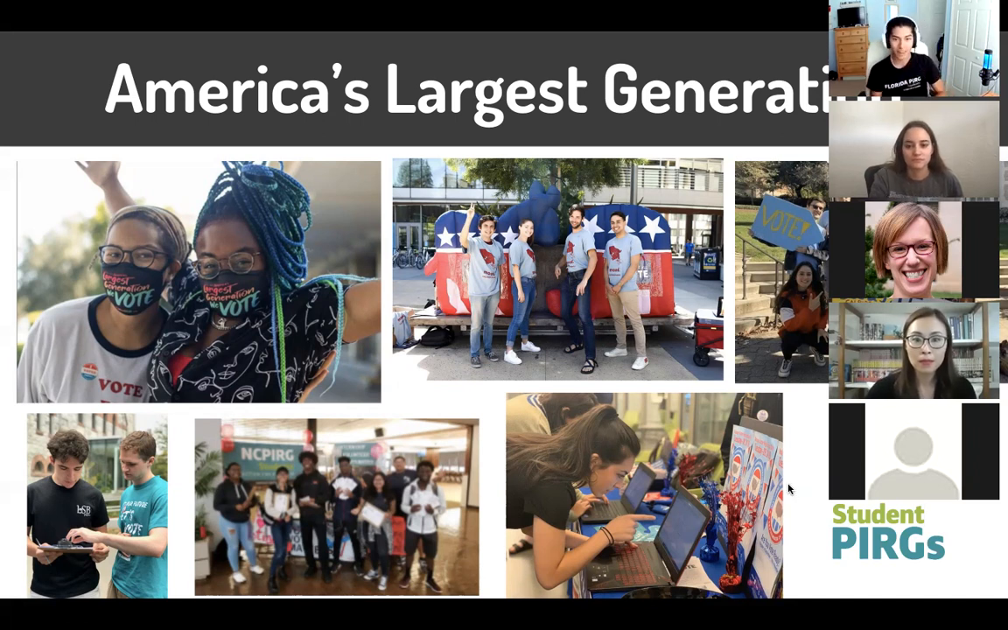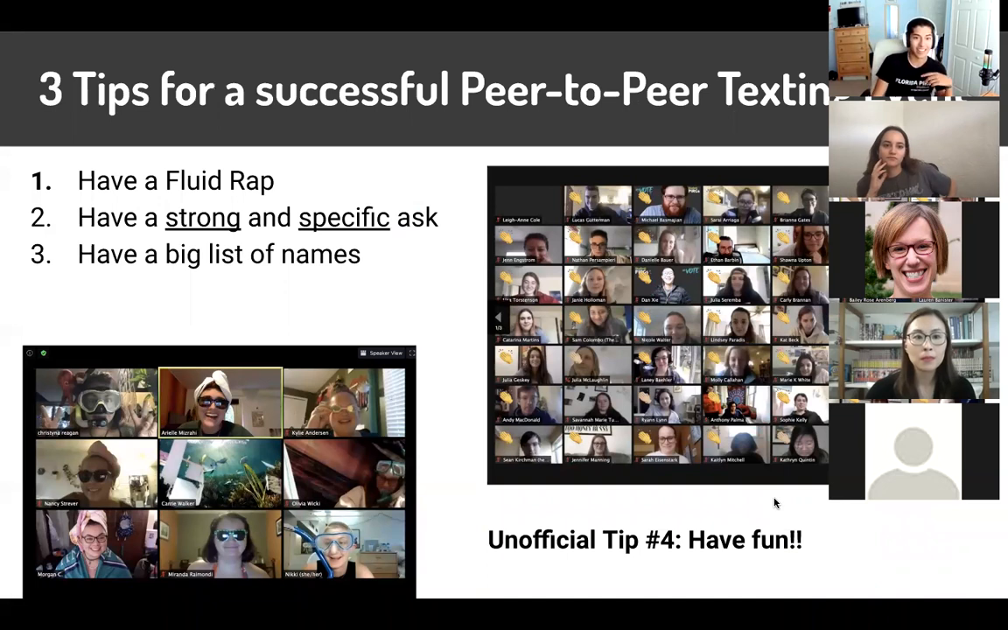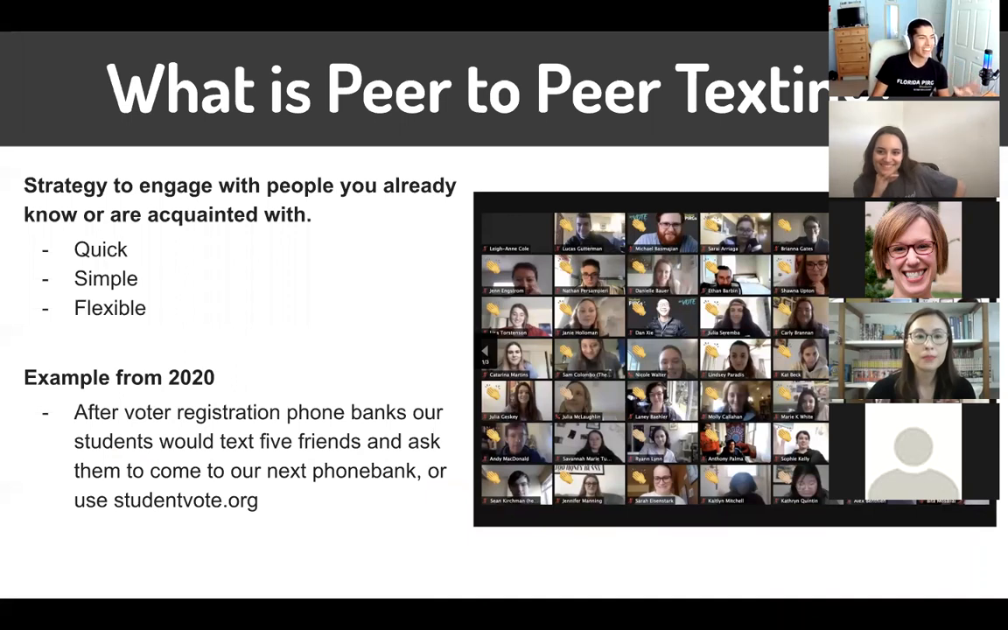So moving on to our next slide, what is peer-to-peer texting? Peer-to-peer texting is a very quick, simple, and flexible method of engaging with your peers and registering them to vote. Peer-to-peer texting can be used in a variety of different ways. It can be a very simple action after a phone banking event or after a meeting that you're having with other people or any other type of event. If you're really feeling crazy, you can have a whole peer-to-peer texting event. But that's really the beauty of this method, is it can be used anywhere at any time and in any place.